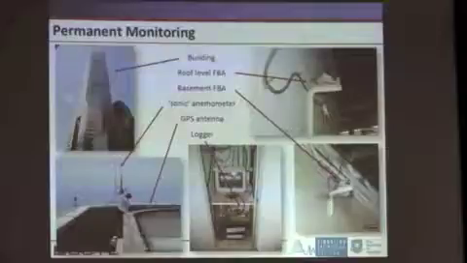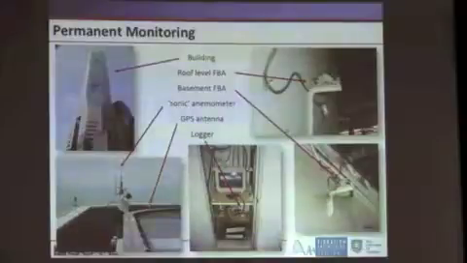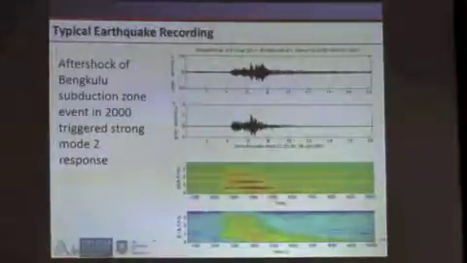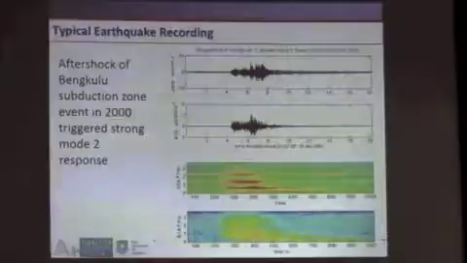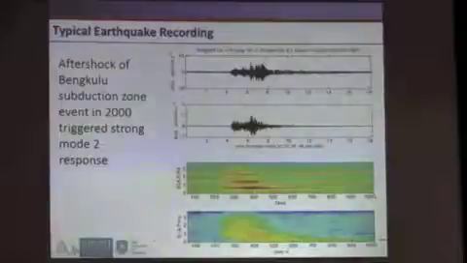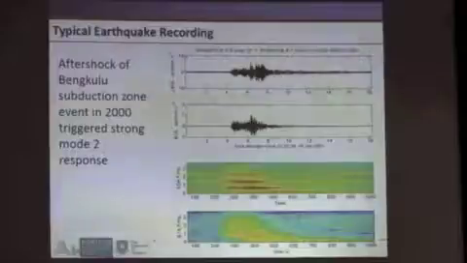In the permanent monitoring, this shows some of the instrumentation, including an anemometer, GPS, a data logger, force balance accelerometers in the basement and on the roof level. And what you see here is a typical earthquake record that was recorded from this building. It's the aftershock of the Bengkulu subduction zone event in 2000. And in here you can see it triggered significant second mode response. You can see the second and the first mode, but significant second and even higher mode response here.